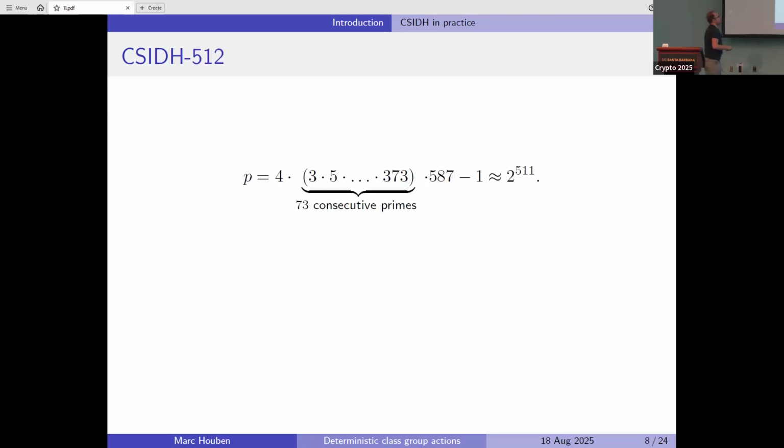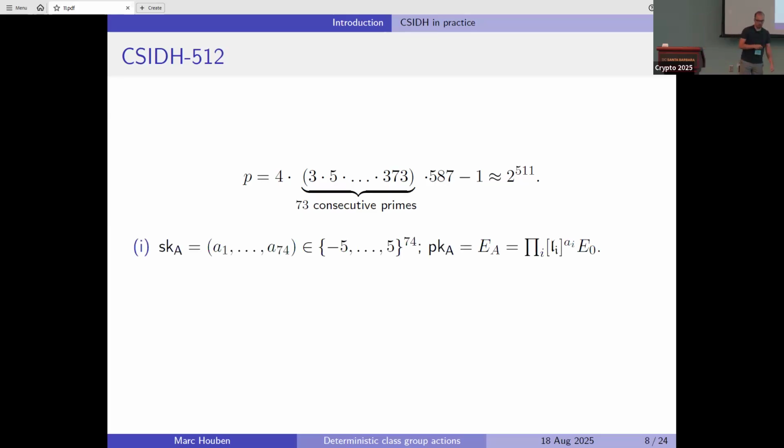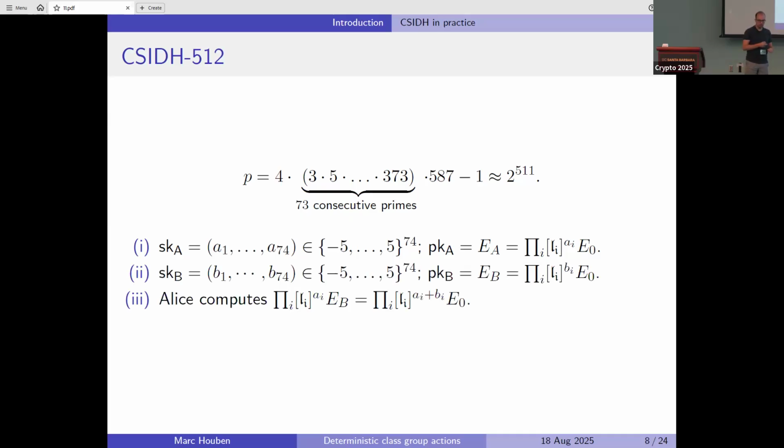Okay, so let's do an example. This is a prime number for which p plus 1 is indeed smooth. Alice's secret key is something called an exponent vector. So this tells us how many steps of each degree she's going to take. And there can be negative numbers because she can walk in two possible directions in the graph. Same thing for Bob. And now the reason they get the same thing is because acting by consecutive ideals is like adding the exponent vectors.